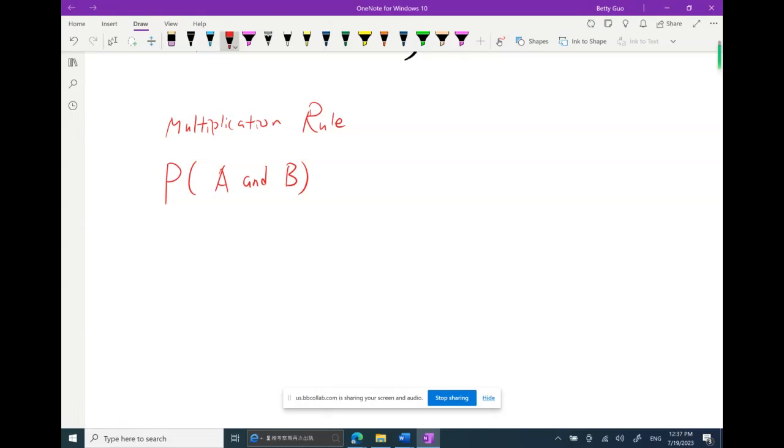The first formula: P of A and B equals P of A times P of B. But this formula only holds when A and B are independent. What is independent? We will take time to understand that concept in a moment. When the two events A and B are independent, then the probability of A and B simply equals the multiplication of P of A and P of B. That's the reason the rule is called a multiplication rule, right?